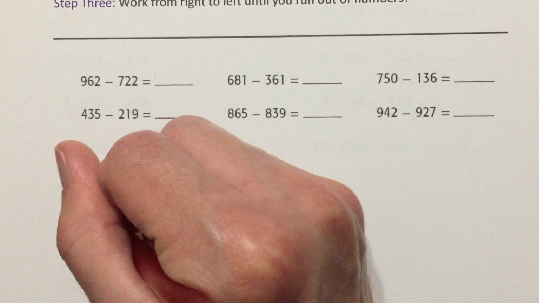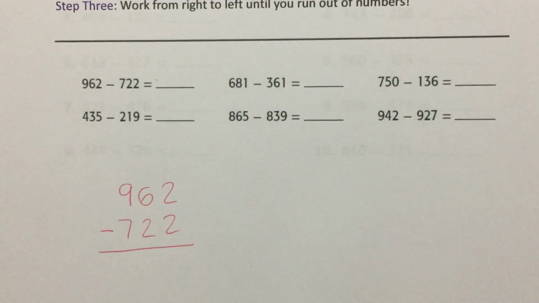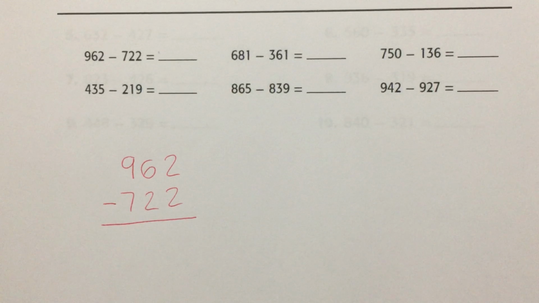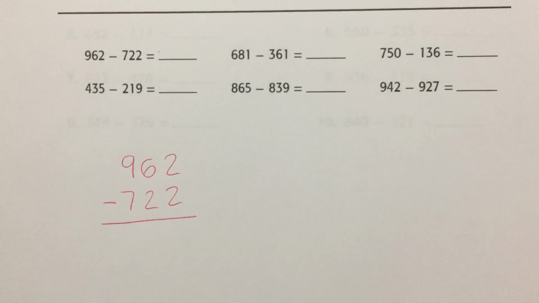962 minus 722. There are our 2 numbers. We got the 1s over the 1s, 10s over 10s, and yes, hundreds over hundreds. Looks scary, but it's not scary. It's actually warm and fuzzy, and let's show you how.